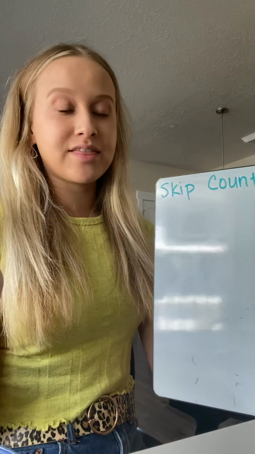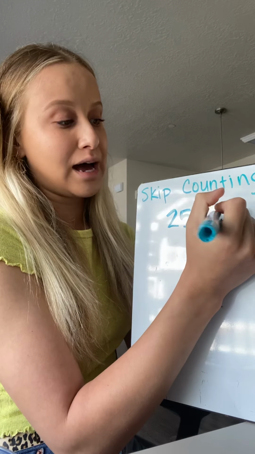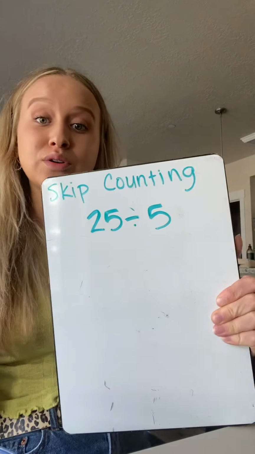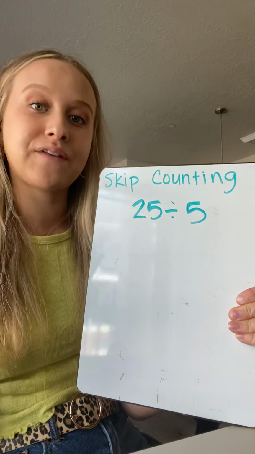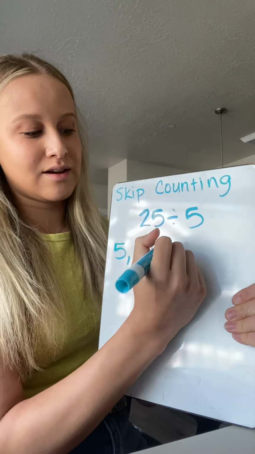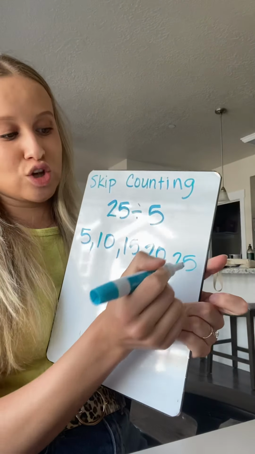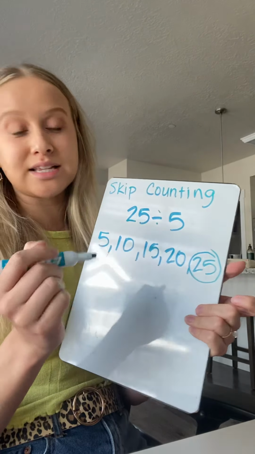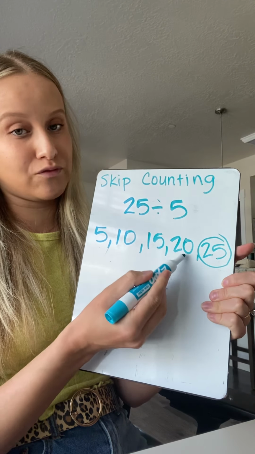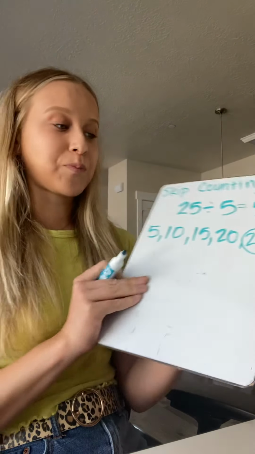So let's say I have the division problem 25 divided by 5. What I'm going to do is skip count until I get to 25, but I'm going to skip count by 5s. So 5, 10, 15, 20, 25. Now let's count how many times I skip counted. 1, 2, 3, 4, 5. 25 divided by 5 equals 5. All right, blue marker is being set aside. I will use that again the next time we use skip counting.